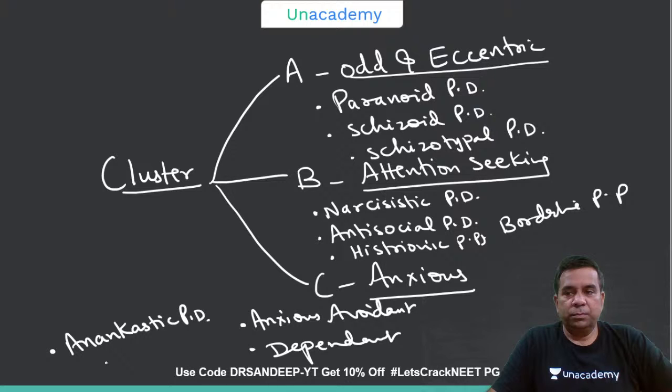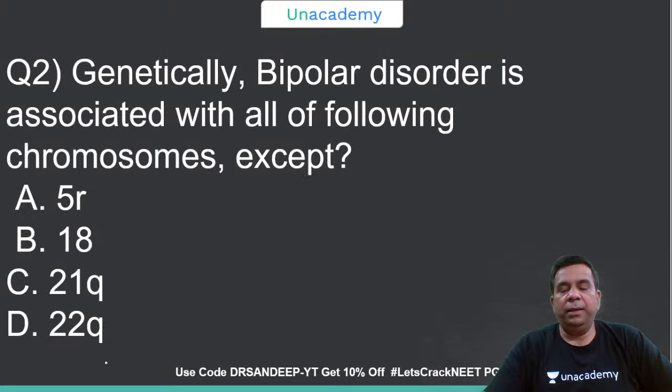The next question is: genetically, bipolar disorder is associated with all of the following chromosomes except.